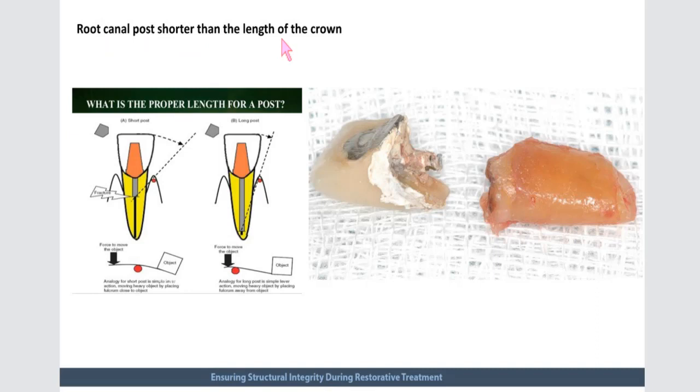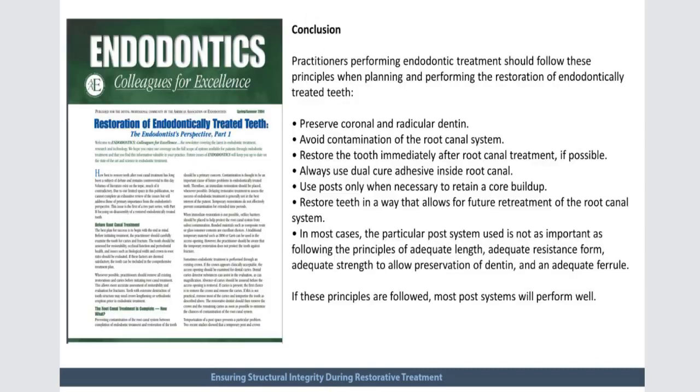Avoid a root canal post shorter than the length of the crown. This is mainly true for the posts that are metallic. So if your crown is 6 millimeters, be sure the glass fiber post, or the metallic post, will be at least 6 millimeters inside the root canal. Otherwise, you are going to have a leverage that will lead to fracture, and you don't want fractures. Those are the conclusions.